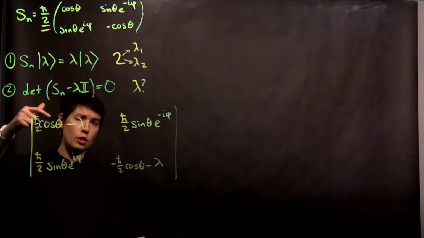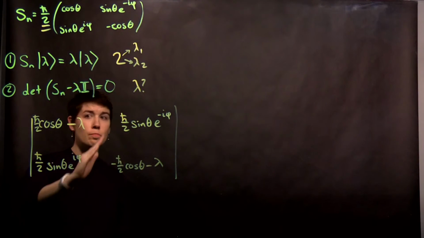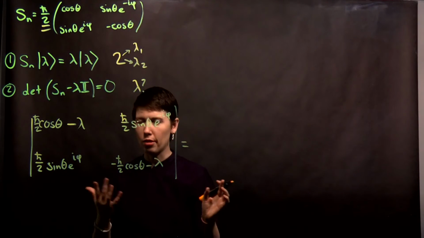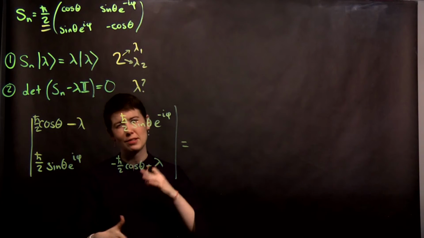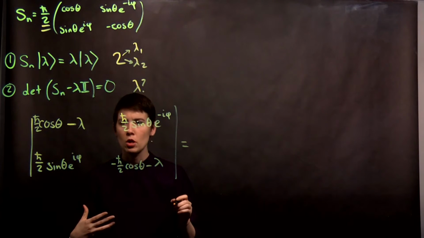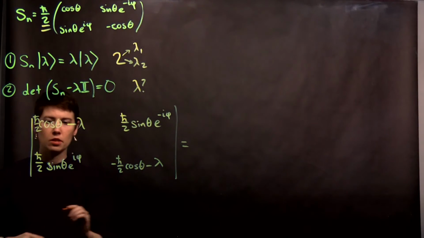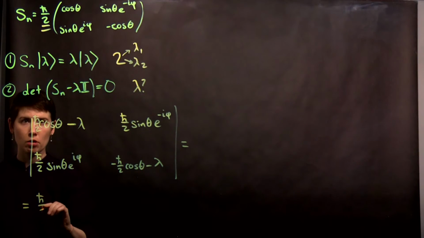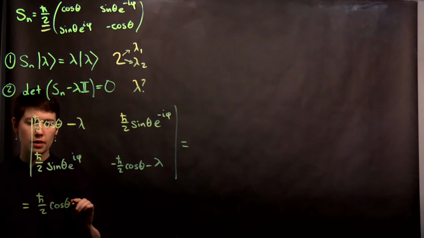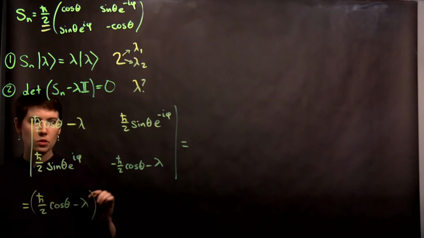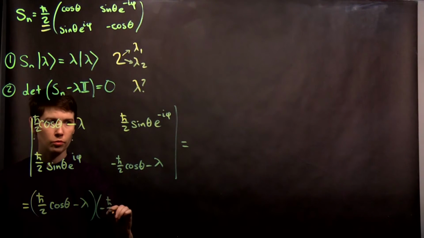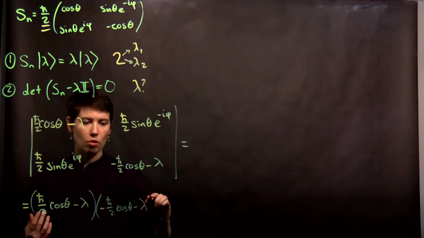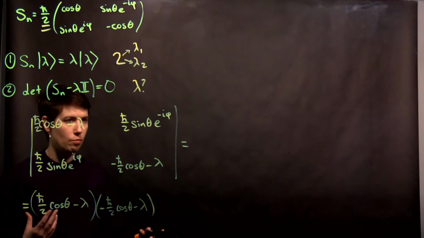So now when I do the determinant, it's this down diagonal minus that up diagonal. And I'm going to run out of room on the board, but I at least want to show you the general process, and I might have to skip some steps. So let me actually move down to the very bottom of the screen. So I have h bar over 2 cosine theta minus lambda multiplied by negative h bar over 2 cosine theta minus lambda. And be careful with all of these minus signs, so I'm very generous with my parentheses.